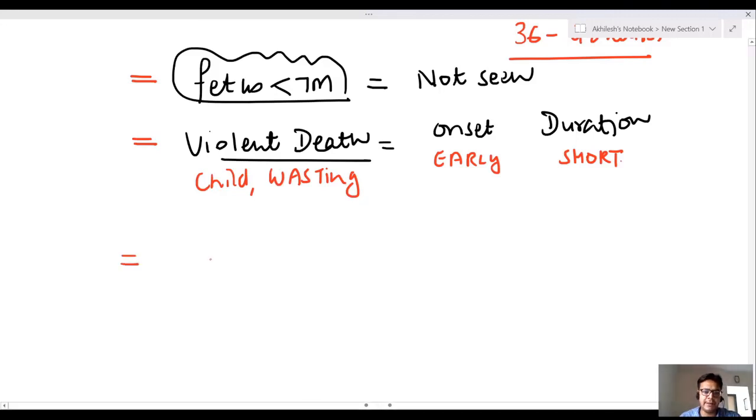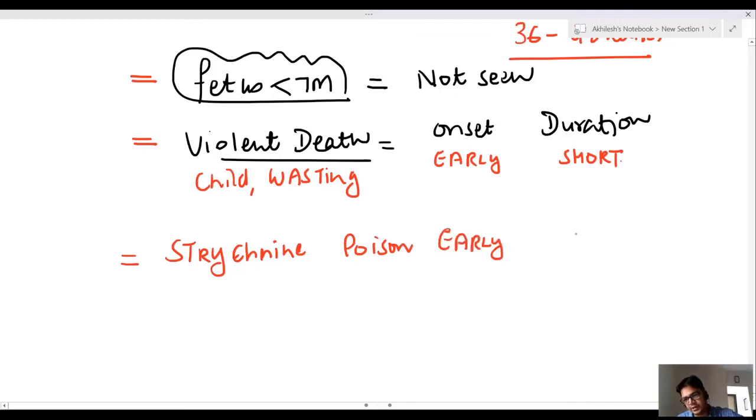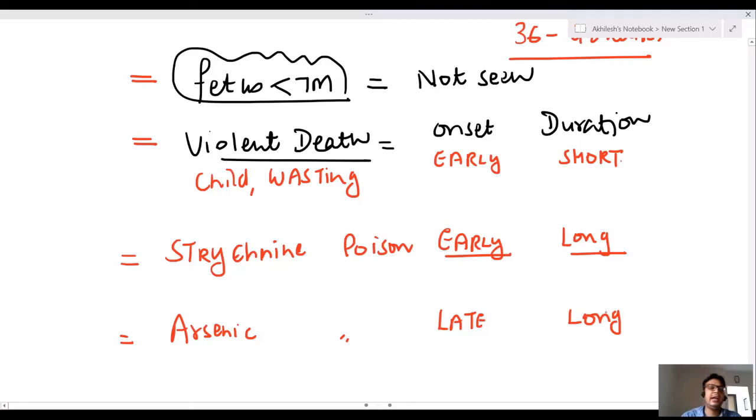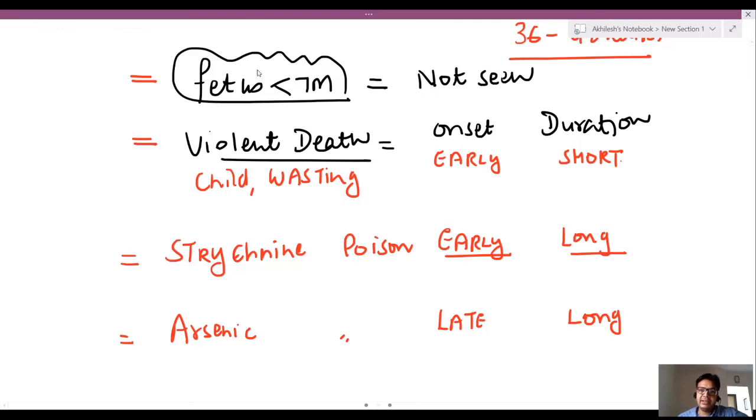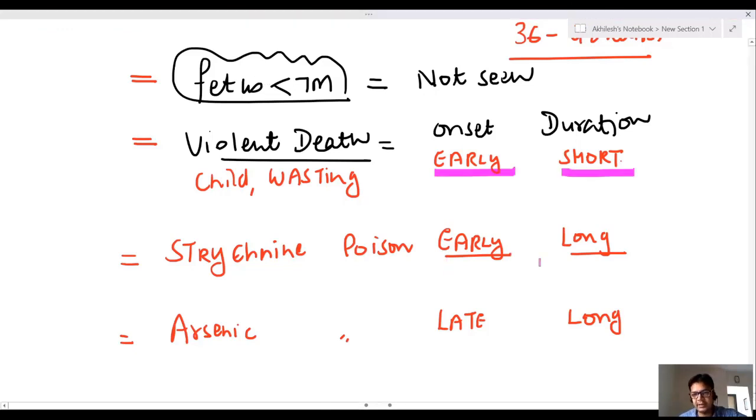In strychnine poisoning, this is another important point, it comes early and duration is long. And in arsenic poisoning, it comes late and duration is long. Again, I'm revising, my dear friend. In violent death, it comes early and duration is short. In strychnine poisoning, early and long. In arsenic poisoning, late and long.